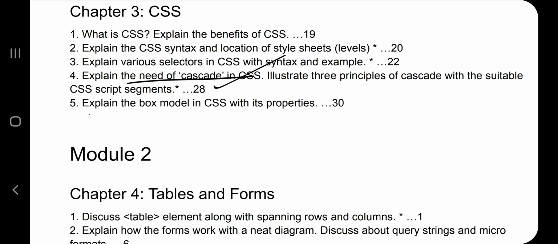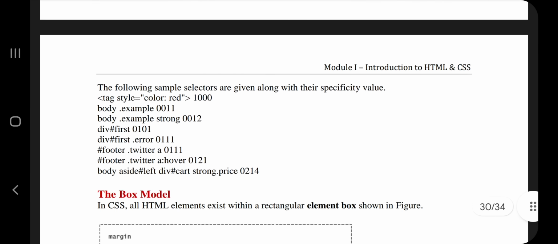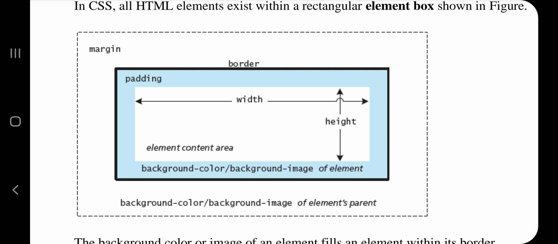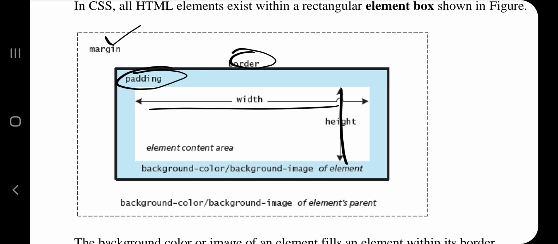Next we have the box model in CSS with its properties. So what does the box model contain and what is it? So box model means basically you have to make this diagram. Here you will have the margin, border, inside border you will have padding, then width and height. Okay, and this is the background color or the background image of the element.